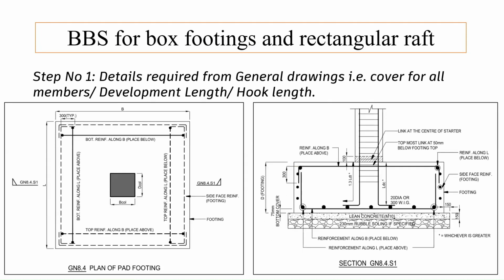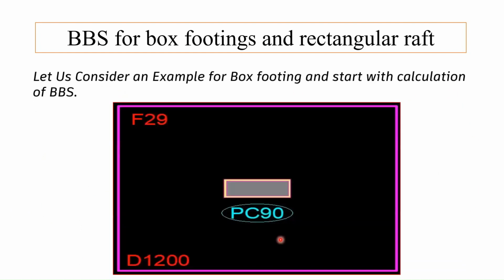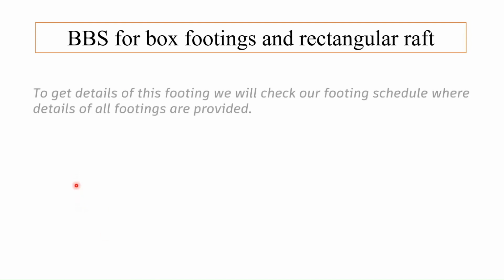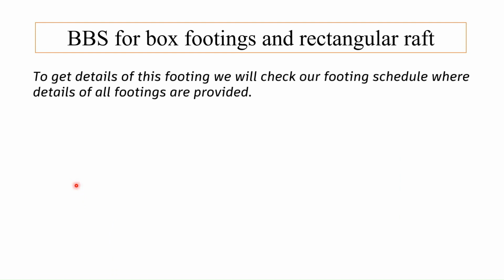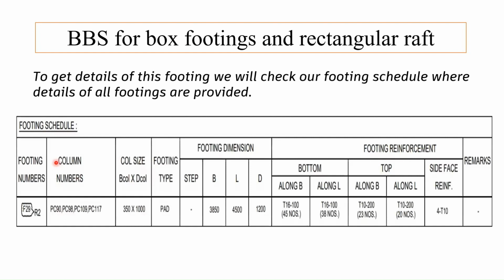So here is our general detail in which we are provided with the plan of footing and section of our footing. First we will consider an example of a box footing whose naming is done as F29 and depth is given as 1200. No other details are mentioned in this drawing, so we have to refer to our footing schedule for the complete details of our raft. So here is the footing schedule.